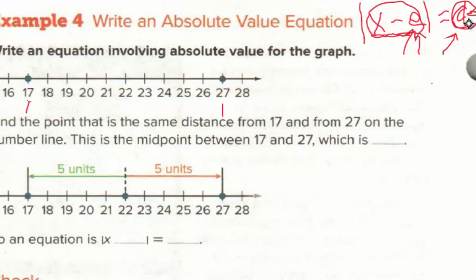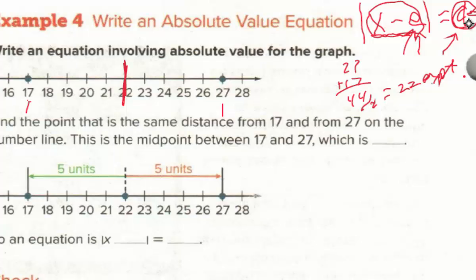Okay, so if we look at these two numbers, 17 and 27, we want to find the point that's halfway between them, and that will give us the same distance on either side. So if we average them, 27 plus 17 will give us 44. Now that's two numbers I added up, so divide by 2, and we end up with 22. So our expected value here would be 22, which is right in the middle.